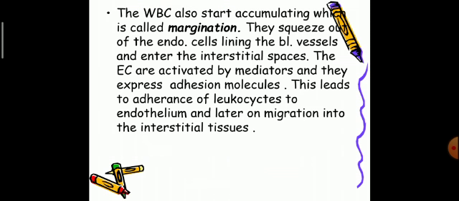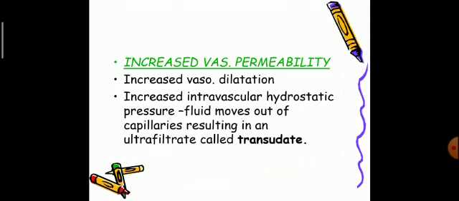The WBCs also start accumulating, which is called margination. They squeeze out through the endothelial cells lining the blood vessels and enter the interstitial spaces. The endothelial cells are activated by mediators and they express adhesion molecules. This leads to the adherence of leukocytes to the endothelium and later migration into the interstitial tissues.